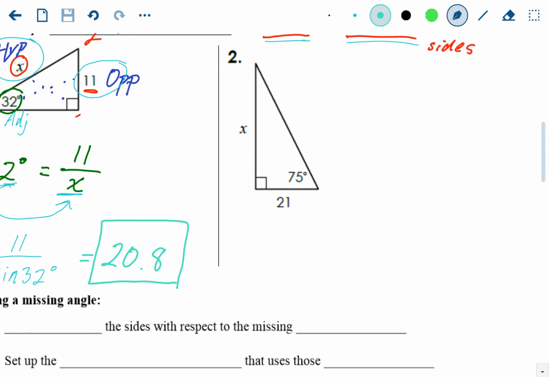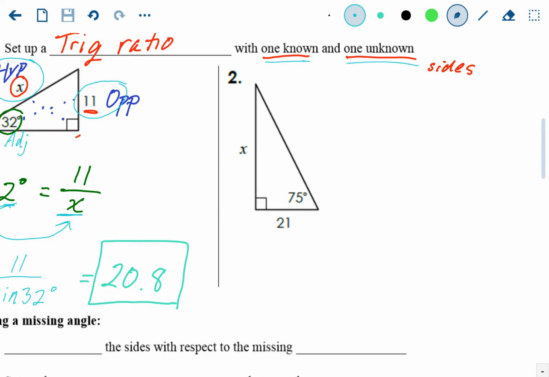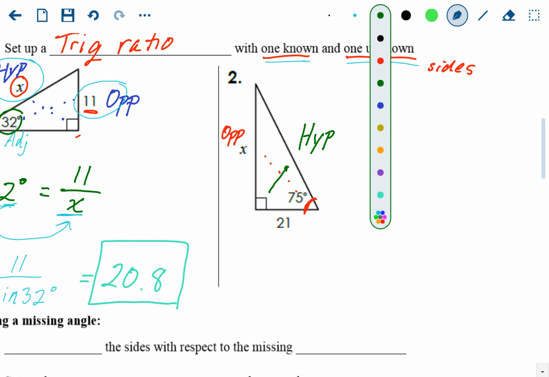All right, this next one. Again, label everything in terms of the given angle. So the given angle in this one is 75. So it's this bottom right angle. So directly across from the 75 would be the opposite side. Directly across from the right angle is always the hypotenuse. And then the third side is going to be adjacent. So next to, but not across from the given angle.